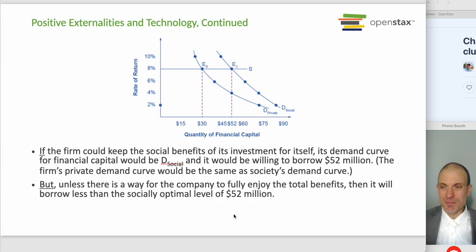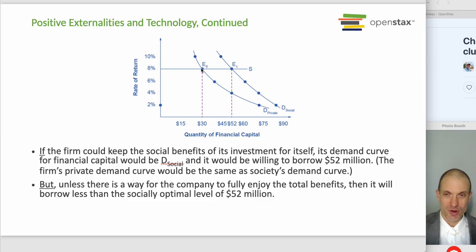If the firm could keep the social benefits of the investment for itself, the demand curve for financial capital would be the social one, and it would be willing to borrow 52 million because it would capture all those additional returns, but it doesn't. So instead, it's going to pay attention to its demand curve, the one that captures only its own private benefits, because the spillover benefits to bystanders are not realized. They're not captured by the investing firm in this example.